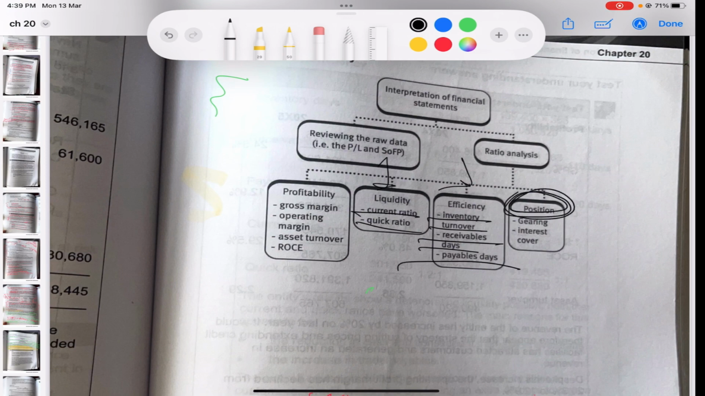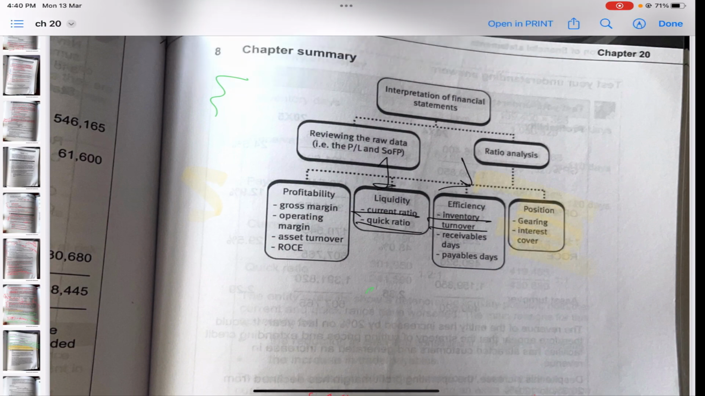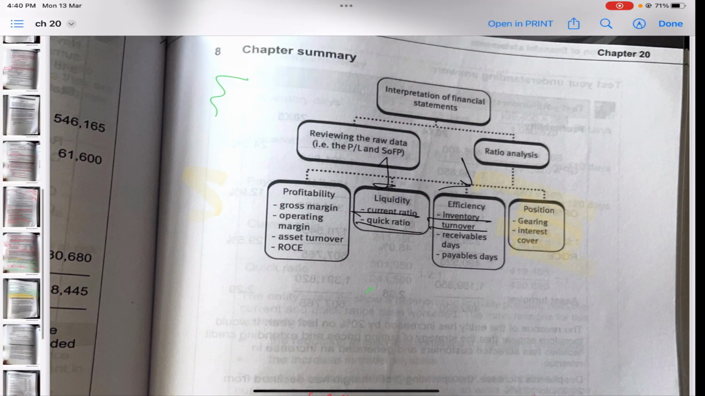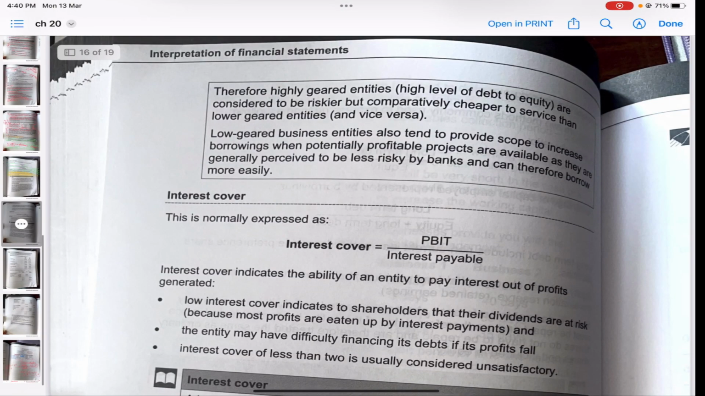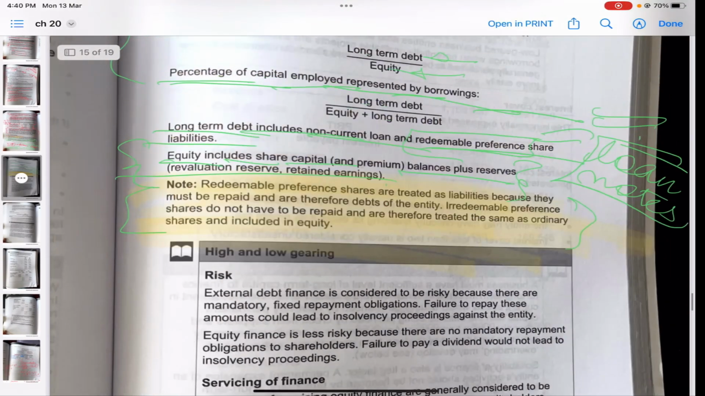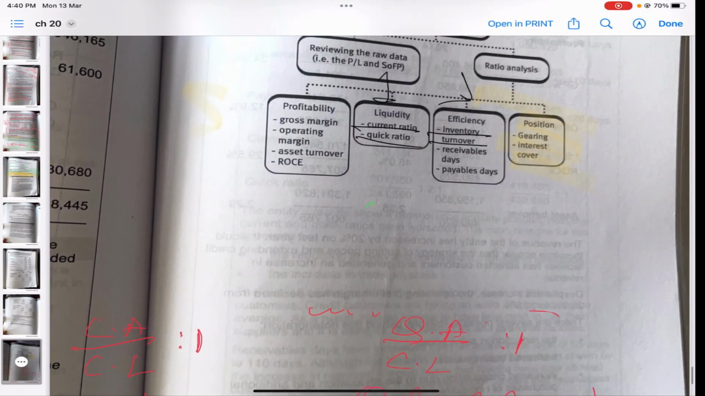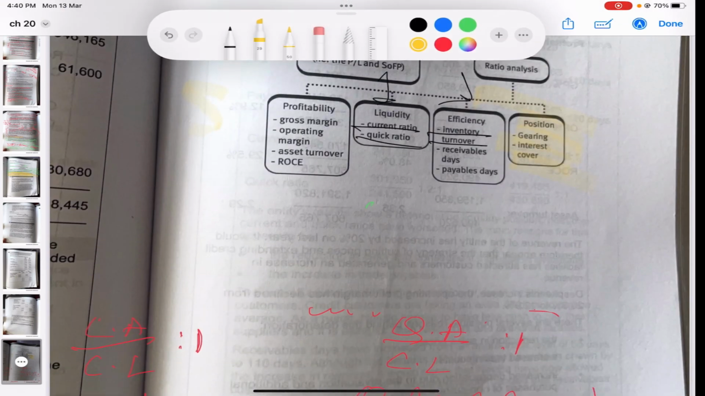Now we come to the last form of ratio, in which we have seen the gearing ratio. So the last form of ratio is basically position ratios. Now what exactly are position ratios? So there are only two types of ratios. The first one is the gearing, which we saw. Okay, and the second one is the interest cover.